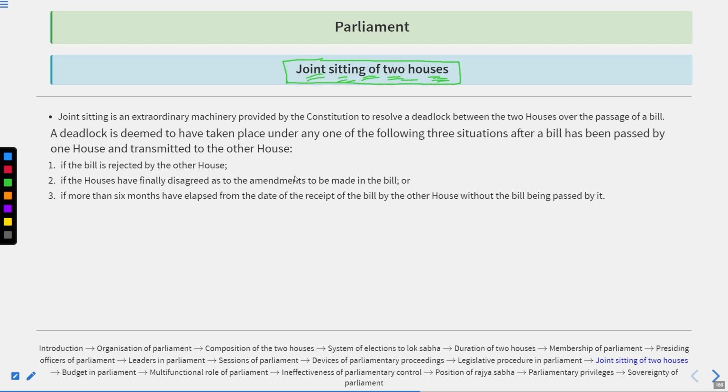So the joint sitting concept of the Parliament House, we had borrowed it from the Constitution of Australia. Okay, joint sitting of the houses has been borrowed from the Australian Constitution. Just keep this thing in your mind.